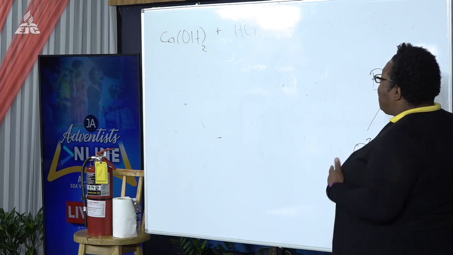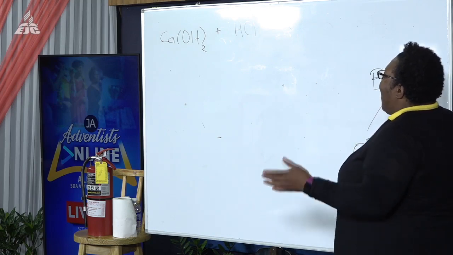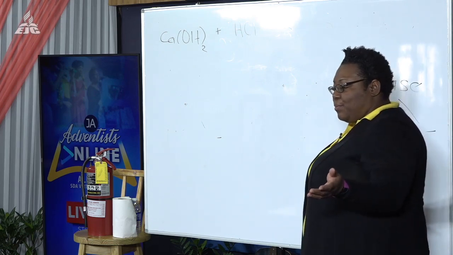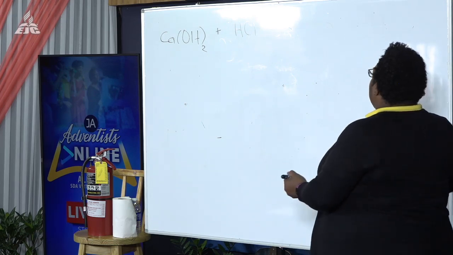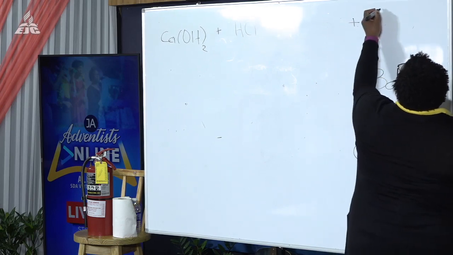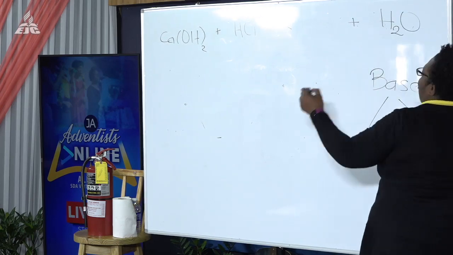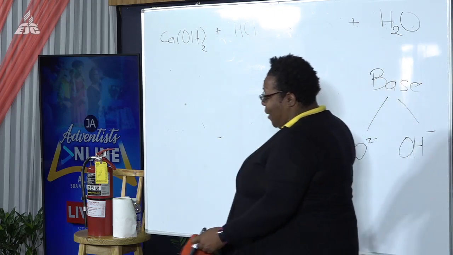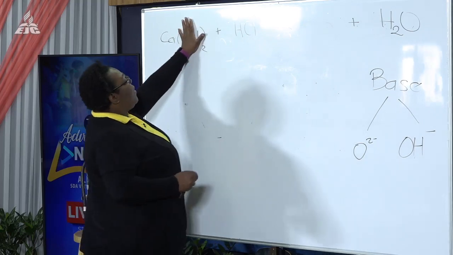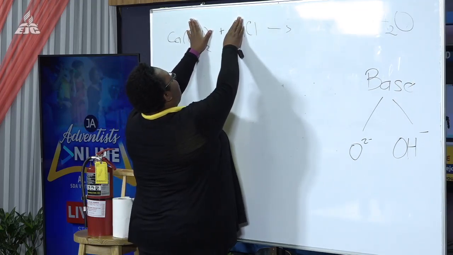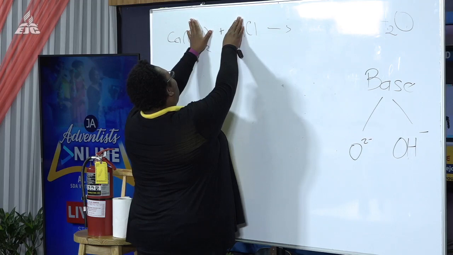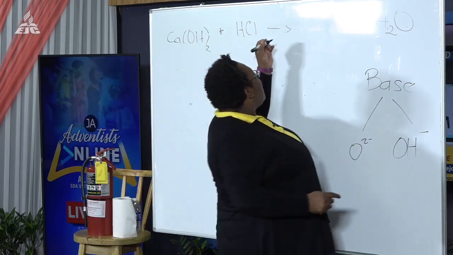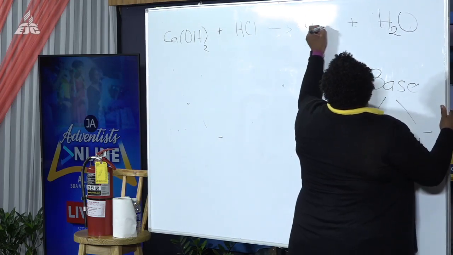Of course, we said it must be what? A salt and water. Often I say, put in what you know. And what everybody knows is water. You know you're going to get a salt, and you know you're going to get water. So put in the known first. Put in the water. If you're not too sure what the salt is going to be, you can remove the water. And you see what you'll have left behind is calcium and chlorine. So we know that the name of the salt is going to be calcium chloride.